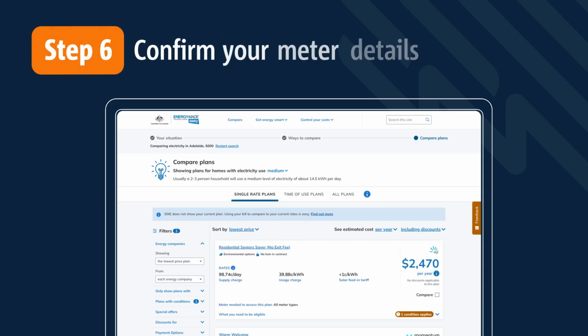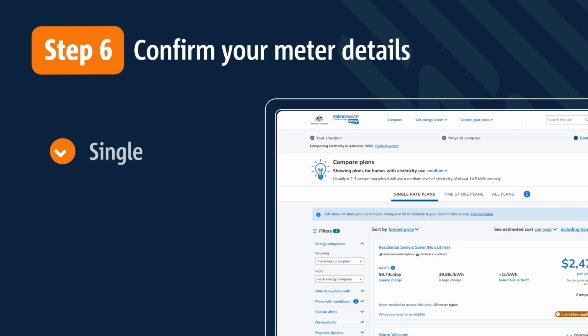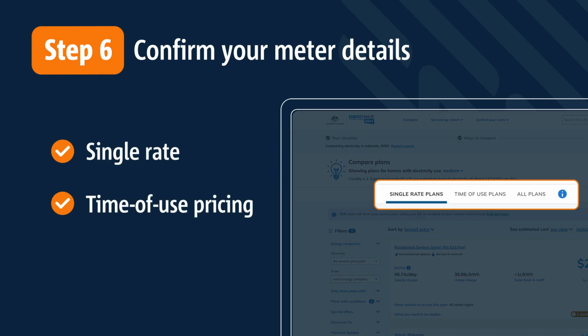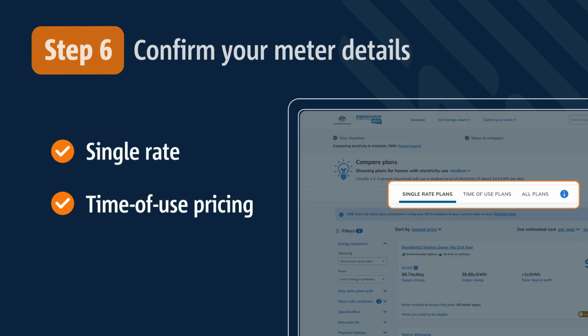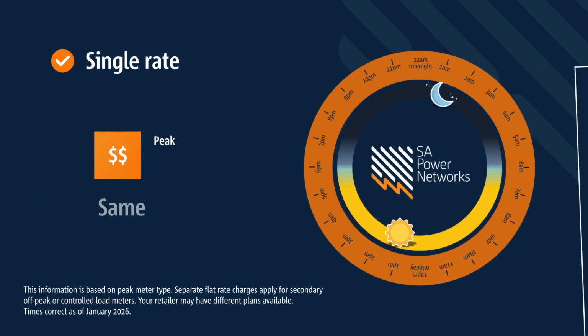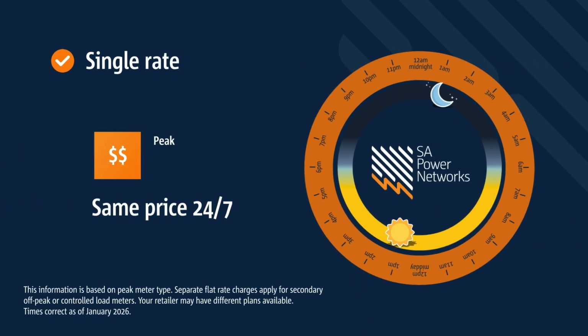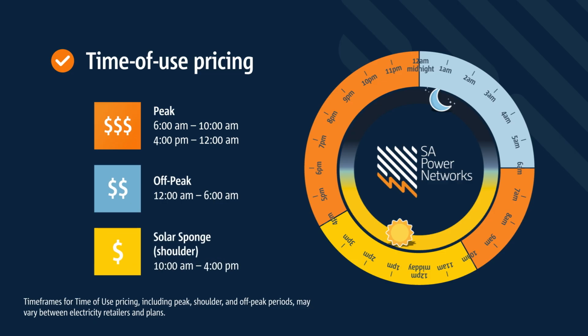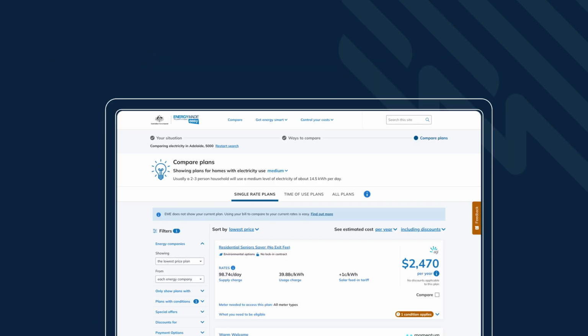Step 6. Confirm your meter details with the following: single rate or time of use pricing. You can check your current bill for these details. Single rate is the same price for electricity 24/7. Time of use has different rates over a 24-hour period. Results are automatically ranked from cheapest to most expensive.